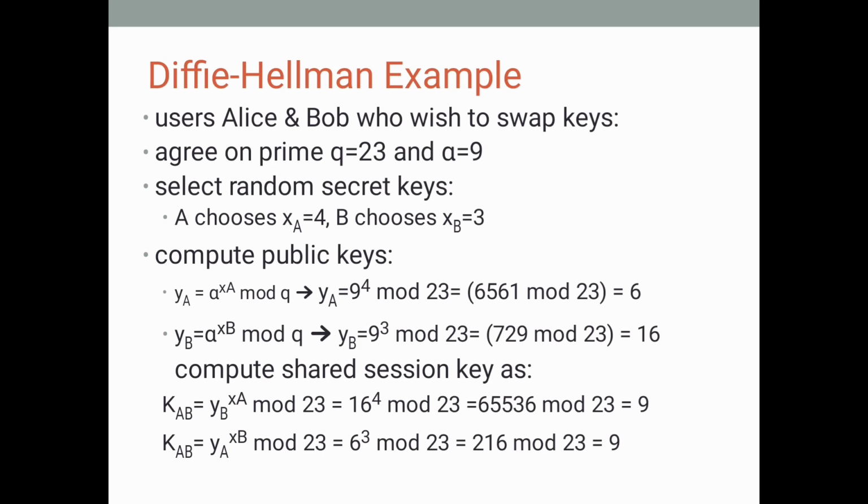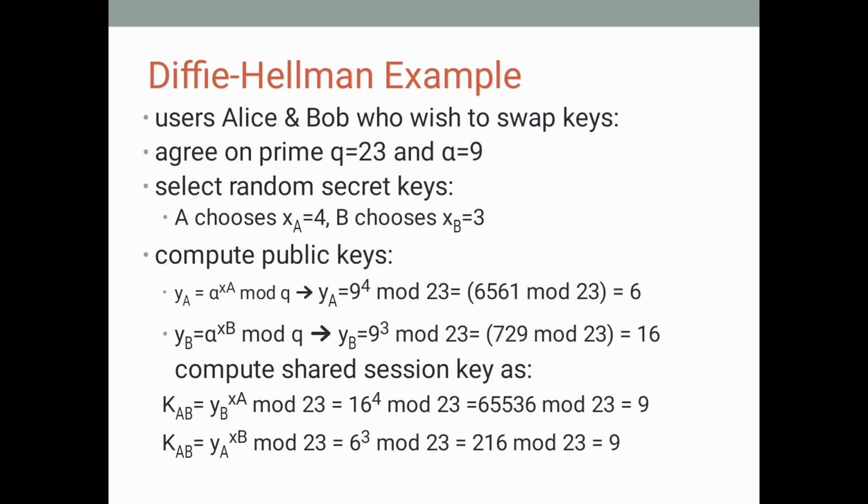Here again we are going to see one example. Here users Alice and Bob, who want to exchange messages, agree on the prime number q equal to 23 and alpha is equal to 9, and they choose the secret key xa, which is equal to 4, and the secret key of user B, which is equal to 3. From that they can compute the public key of A, which is alpha power xa mod q, 9 power 4 mod 23, which yields 6 as the result.